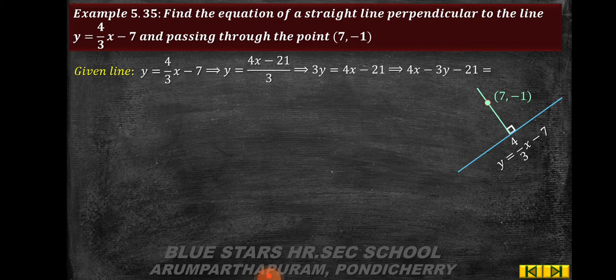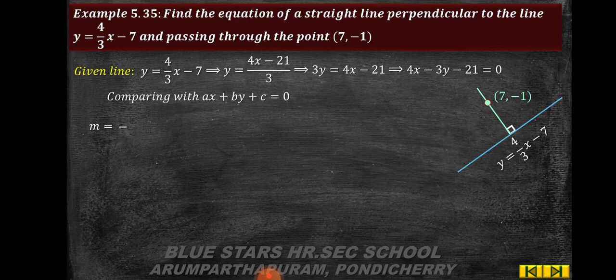Therefore, we take 3y to the right hand side. So 4x - 3y - 21 = 0. Now we get the equation format. Now, comparing with the general form of the equation ax + by + c = 0, you can easily find the slope.